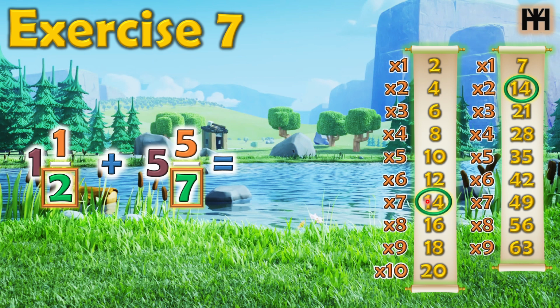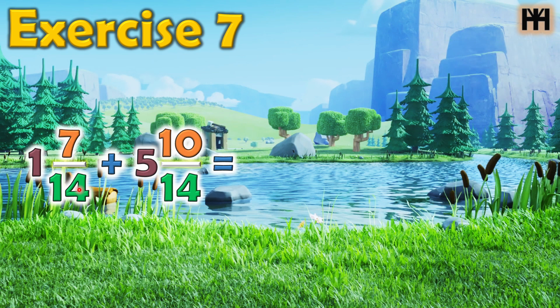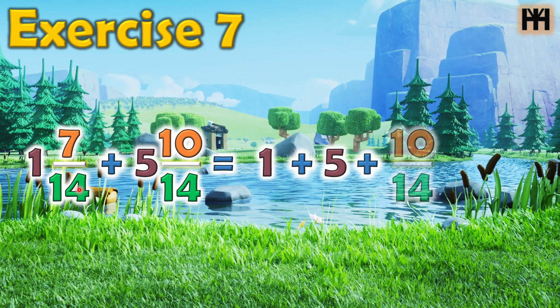It's 14. To make 2 into 14, multiply by 7. And to make 7 into 14, multiply by 2. Okay, I'll multiply these by 7 up and down, and I'll multiply these by 2 up and down. So here it will be 7 over 14, and here it will be 10 over 14. Okay, let's add them. 1 plus 5 plus 7 over 14 plus 10 over 14.